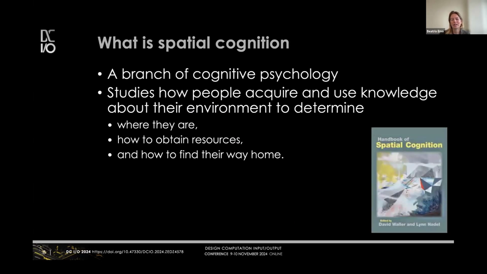And I've included a few slides on spatial cognition itself in case it's relevant for people listening. So what is spatial cognition? It's a branch of cognitive psychology. And I really like this definition, which comes from the Handbook of Spatial Cognition by Waller and Nadel, which is: spatial cognition studies how people acquire and use knowledge about their environment to determine where they are, how to obtain resources, and how to find their way home. So there are different definitions of spatial cognition, but this is one I like.